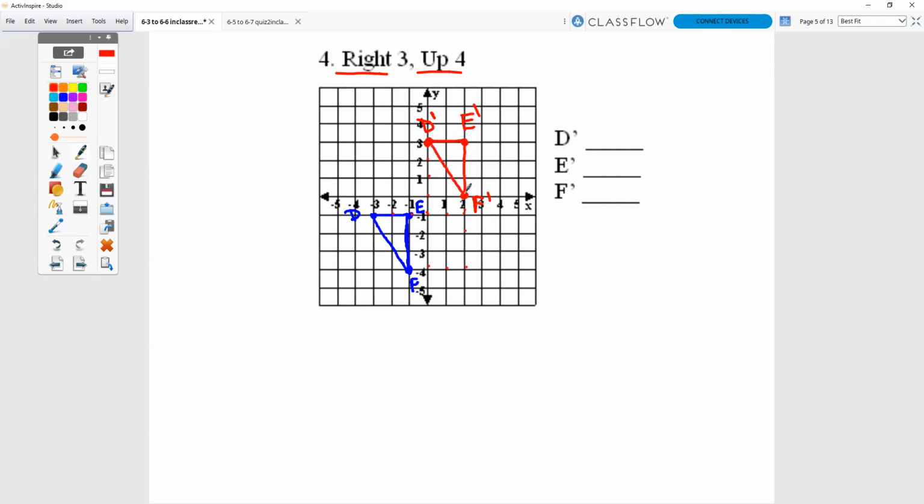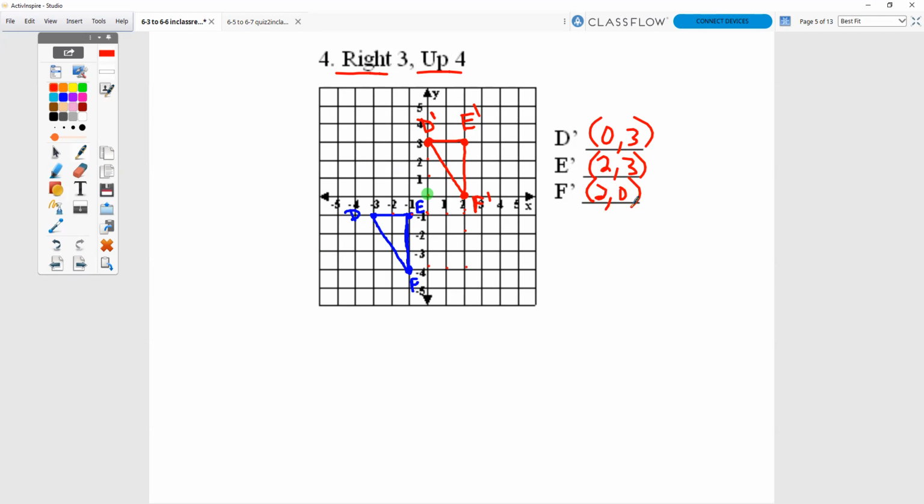Connect your dots to form your triangle. Now we're ready to do our coordinates. When we do our coordinates, we always start right there in the middle. To get to D prime, we go over 0, up to 3. E prime, over to 2, up to 3. And F prime, over to 2, up to 0.